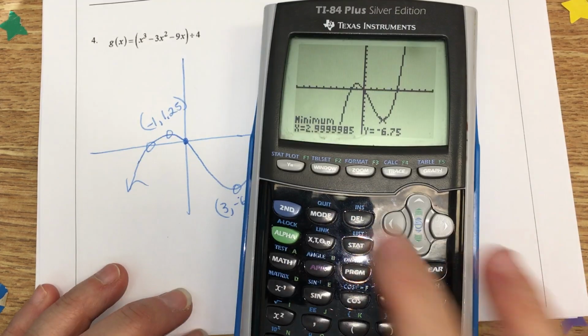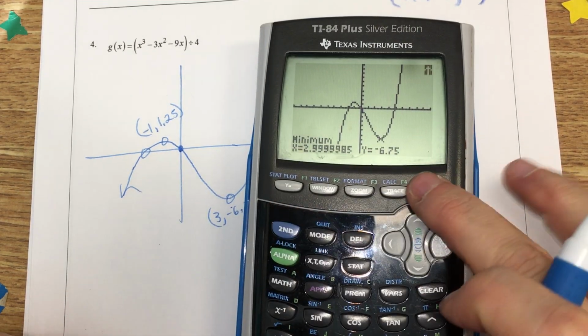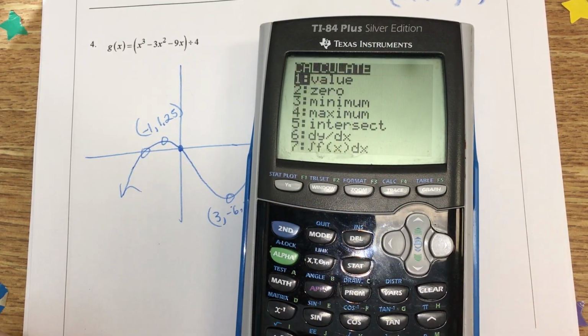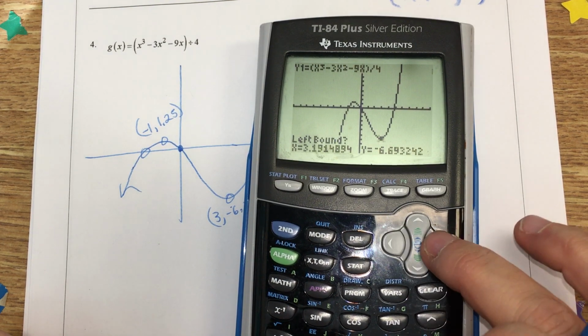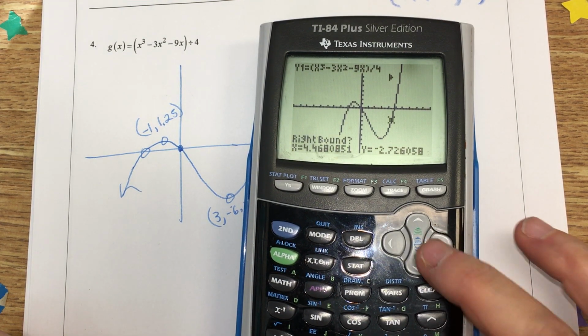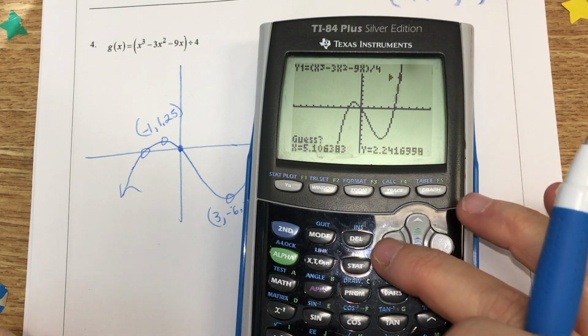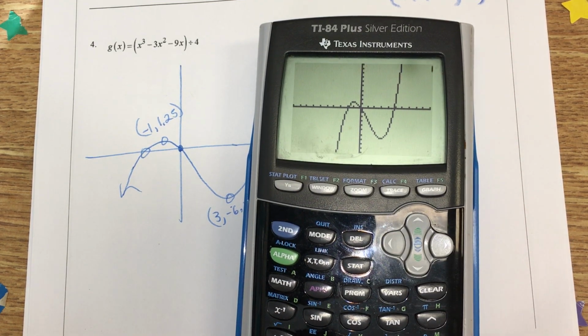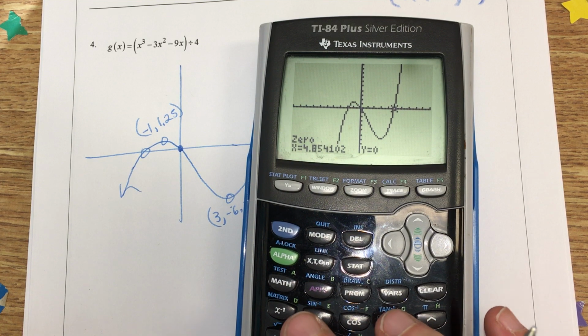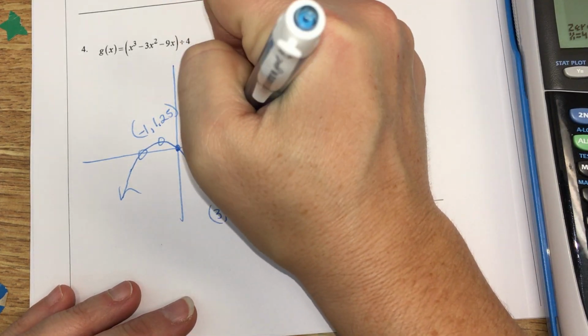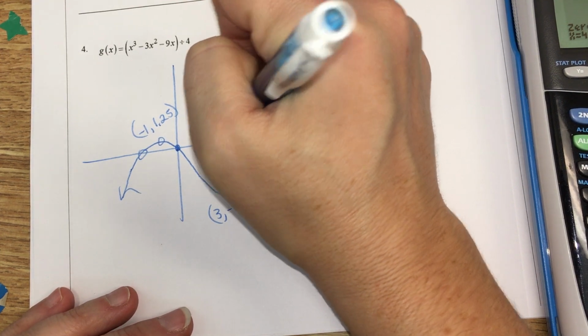Now I need those 2 x-intercepts. So I'm going to go second trace. Oops, second trace, number 2. And since I'm close to this one, I'll find it first. Left, right. In theory, you could move the cursor closer, but you don't have to. And I have 4.854.